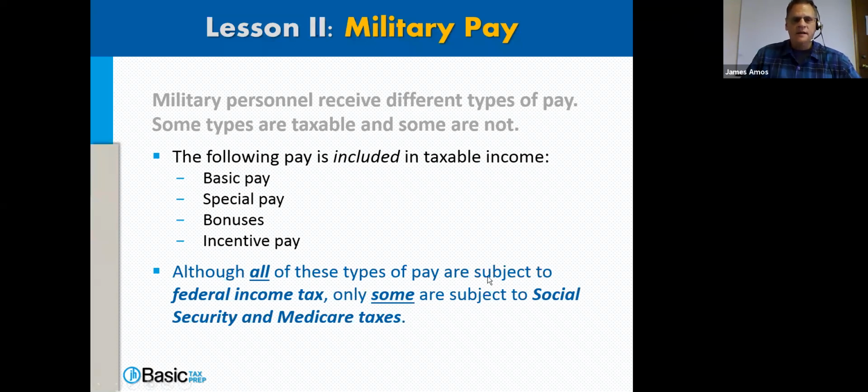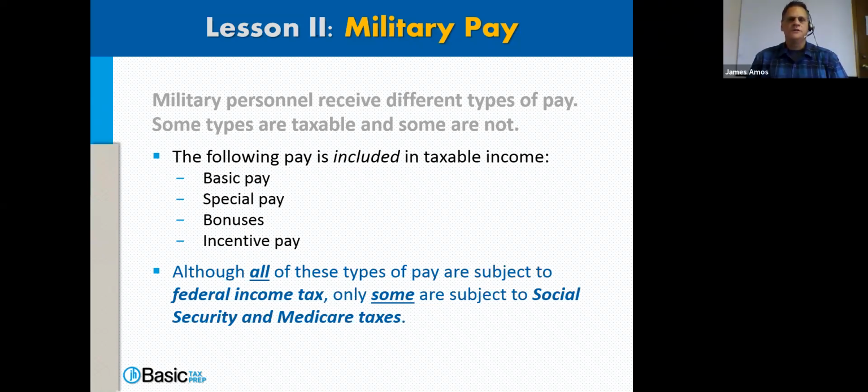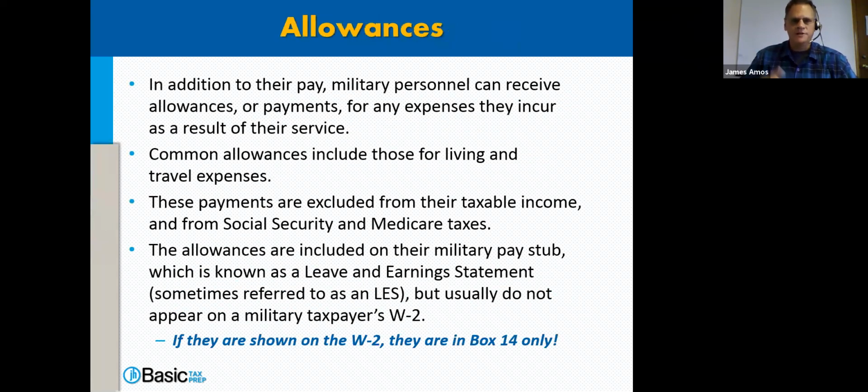Although all of these kinds are subject to federal income tax, only some of them are going to be subject to Social Security and Medicare tax. So keep in mind, when I say taxable, we're usually referring to federal income tax. So we can say something's not taxable, but it might or might not still be subject to Social Security and Medicare tax. And while this sounds really confusing, do keep in mind as you start working with it, it starts making more sense and easier to follow. And my cheat sheet should help you keep this straight too. The one I just sent out.